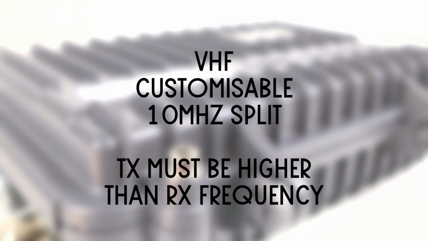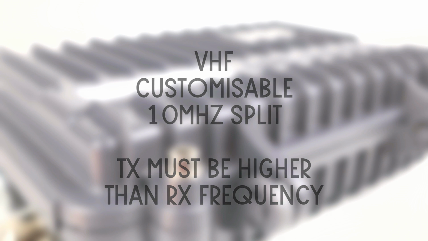Number 5, if you'd like a VHF repeater with a 10 MHz split that is customizable, then choose VHF 10 MHz Customizable. This gives an offset of 10 MHz with transmit and receive frequencies which can be customized, but the transmit frequency again must be higher than the receive frequency.